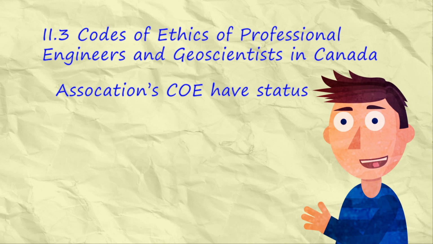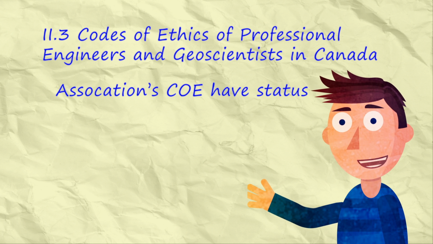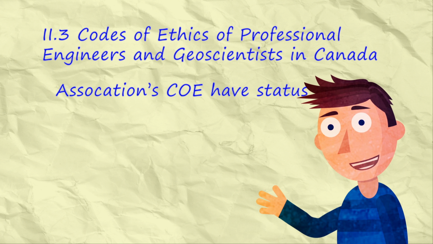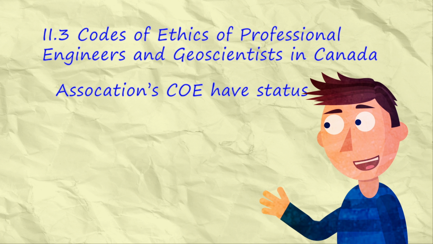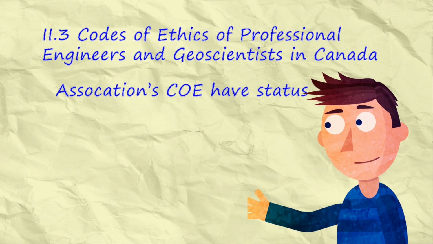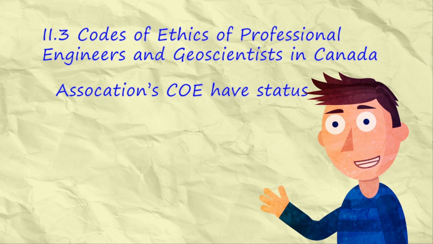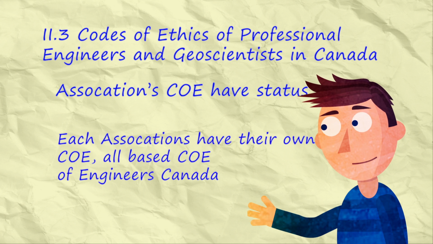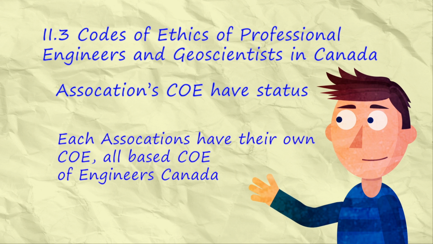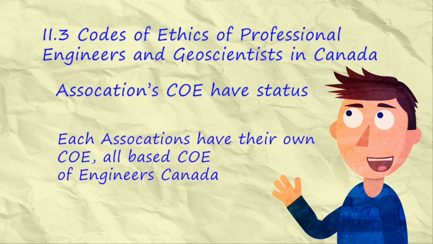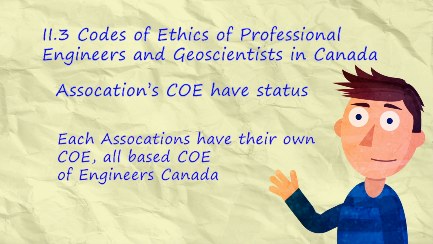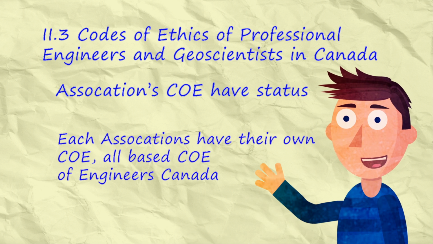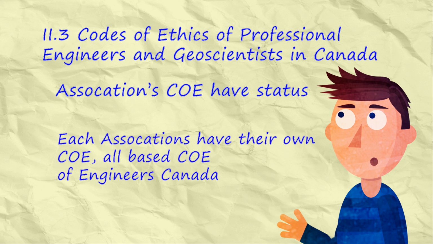Other types of code of ethics are voluntary. For example, most professional technical societies have their own code of conduct, which is voluntary. Each provincial or territory association has its own code of ethics. Although they're slightly different, they're all based on the Code of Ethics that's developed by Engineers Canada. The Code of Ethics developed by Engineers Canada has the following 10 points.